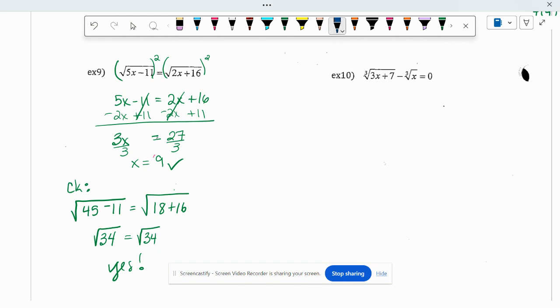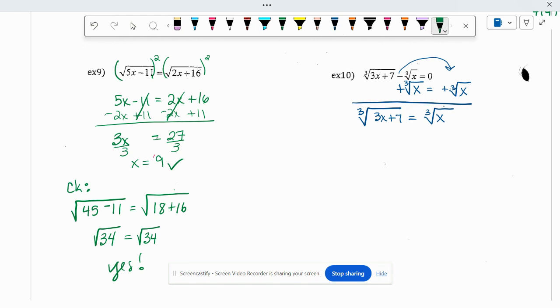Alrighty. So this next one, remember we read in the directions, step number 1 said, if you have two radicals in the problem, put one on each side of the equal sign. So I need to move this over to the right side. So I'm going to do that by adding the cube root of x to both sides. And when I do that, I have the cube root of 3x plus 7 equals the cube root of x.